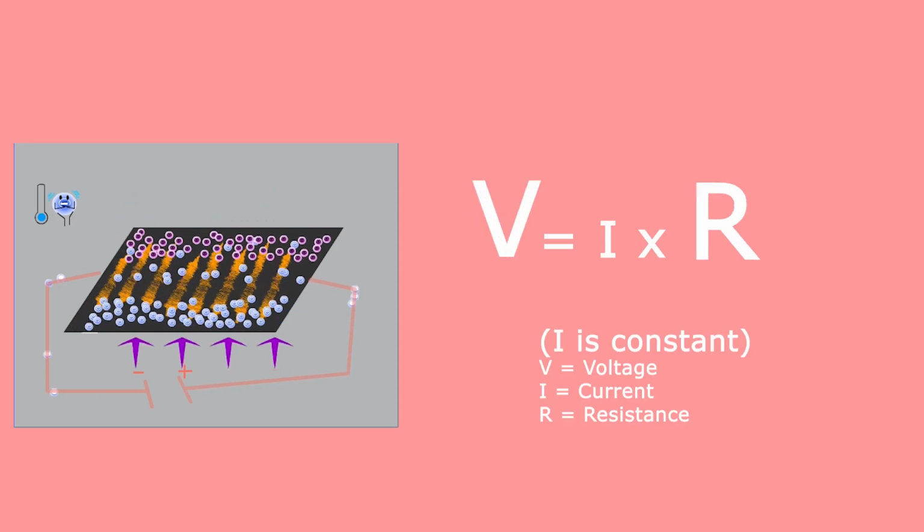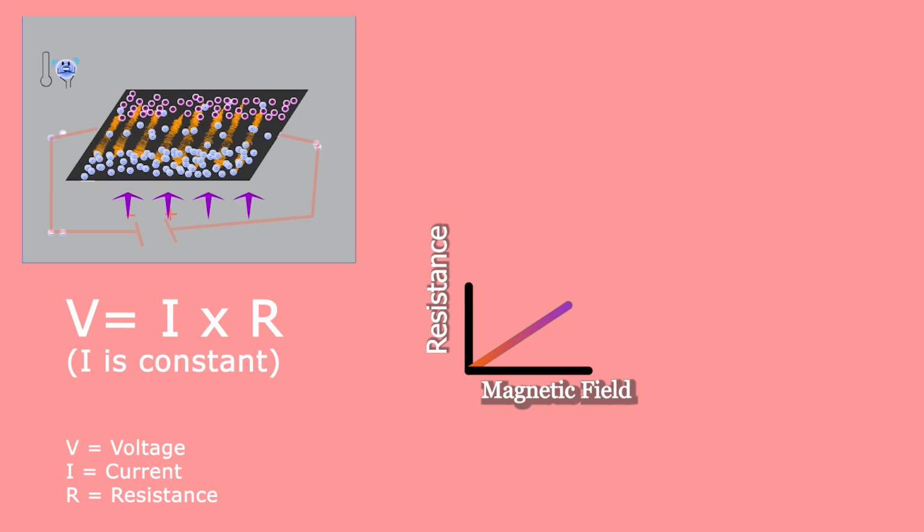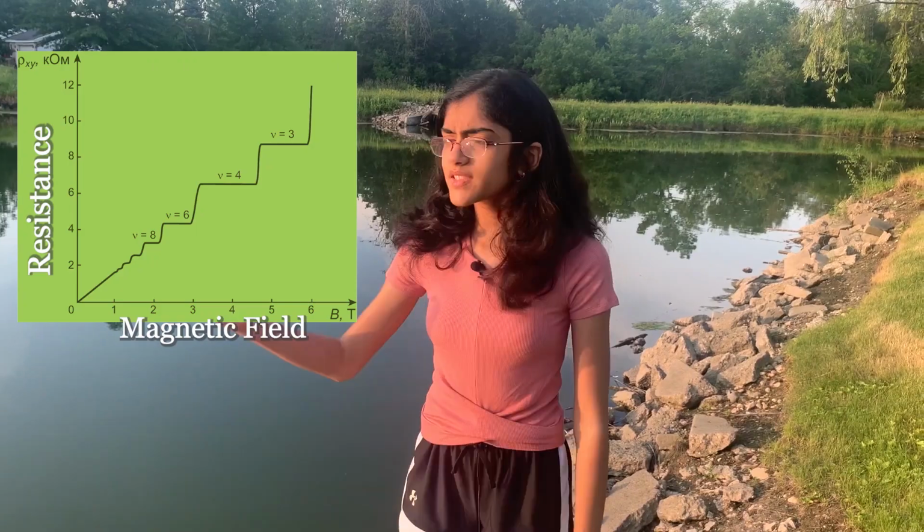So as we saw, as magnetic force increases, voltage and therefore resistance also increase. So we should expect this relationship to be linear. But this happens. As the magnetic field is increased, the amount of electrons curving on the sides is continuously increasing, but the resistance doesn't change until the next spike. So why do we see this?